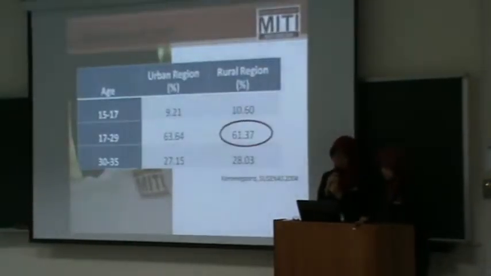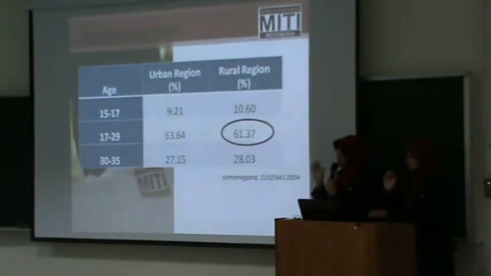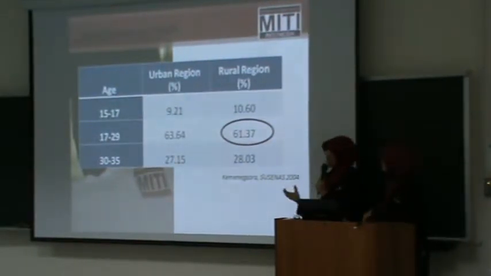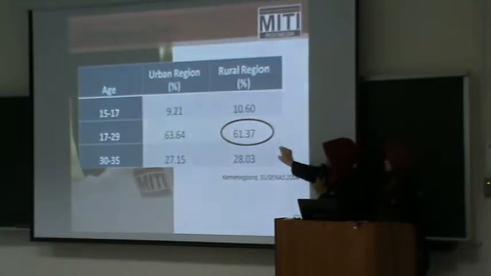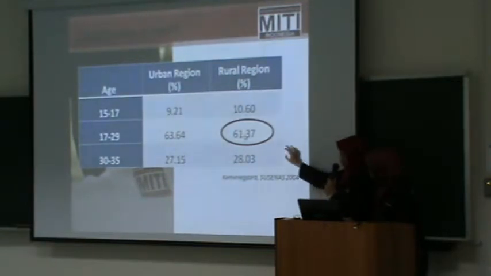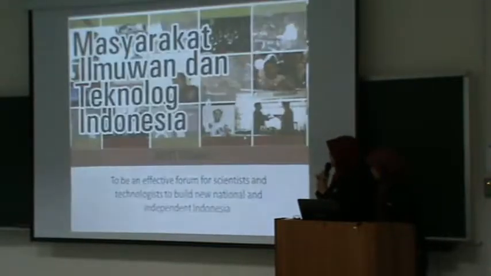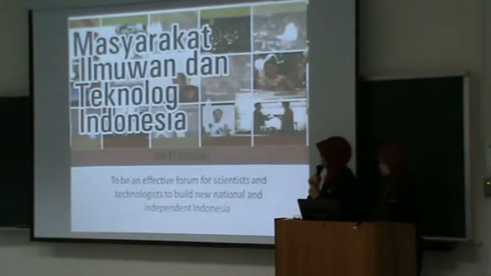Next, one of the human resources that can improve the region is the youth. This is the statistic of youth: those at the age of 17 to 29 are very numerous, 60.37. MIPI's vision is to be an effective forum for scientists and engineers who build a new national and independent Indonesia.